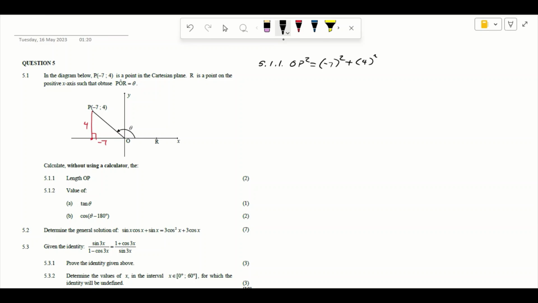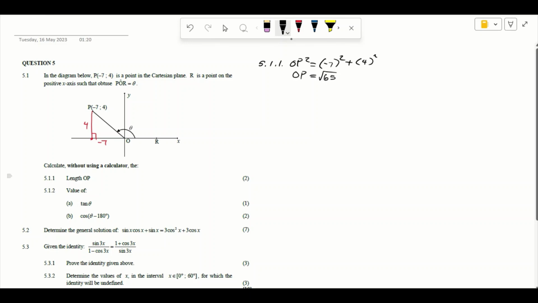So meaning that OP squared, if you press into your calculator, you'll get 65, and then OP is the square root of 65. Very simple. So we move on to the next question.